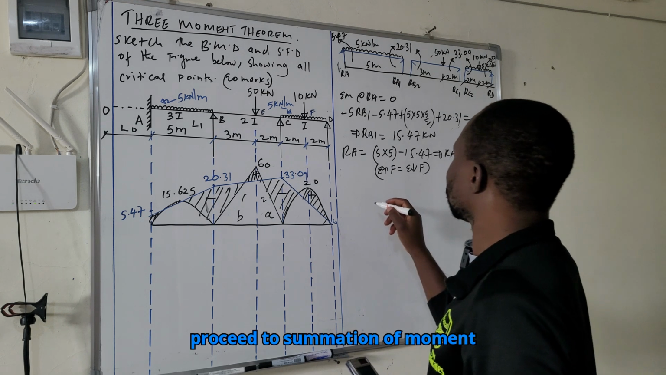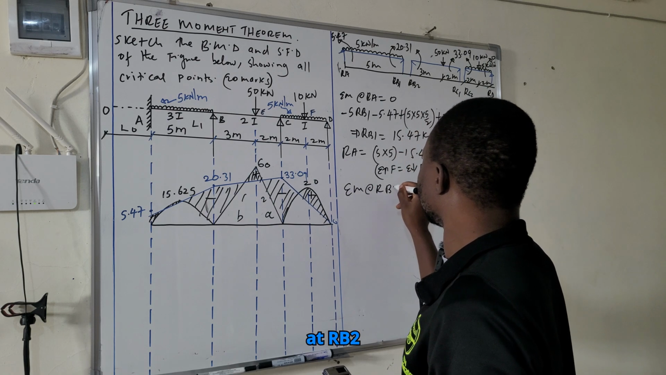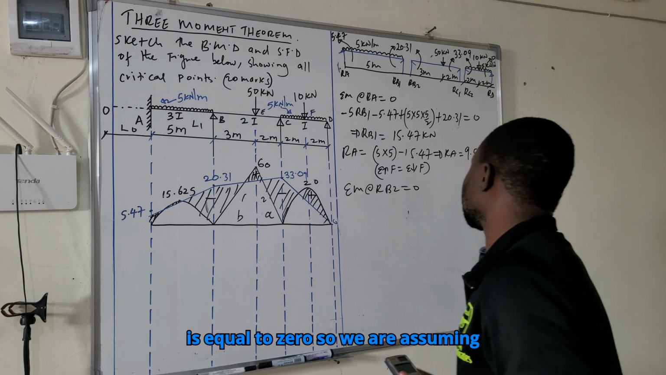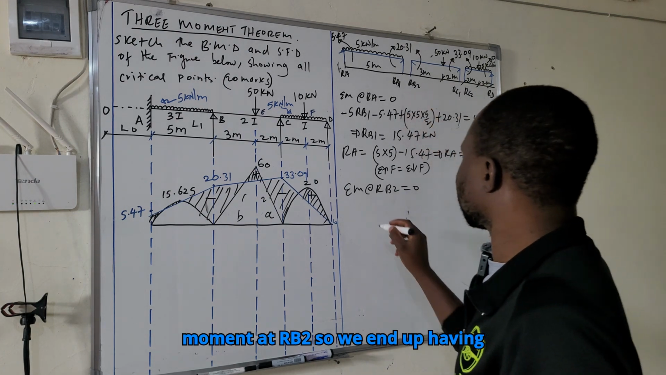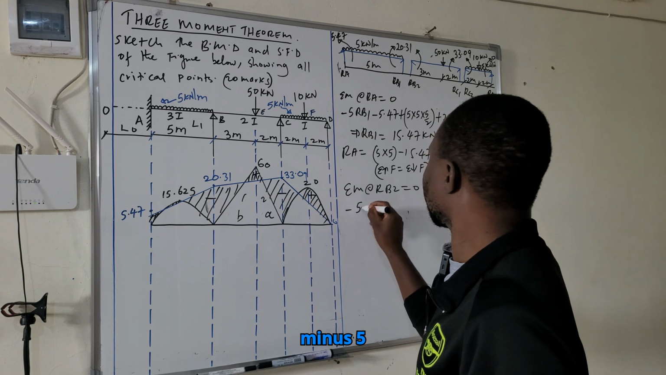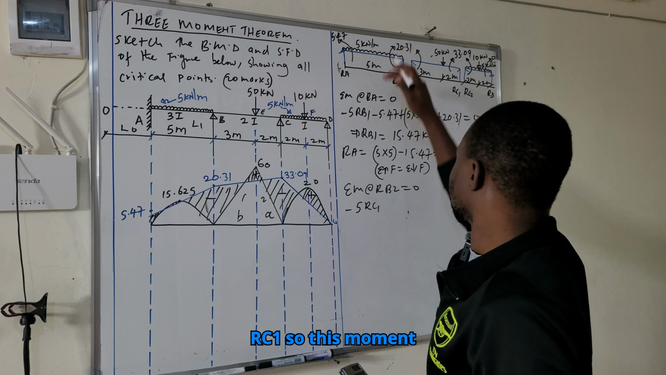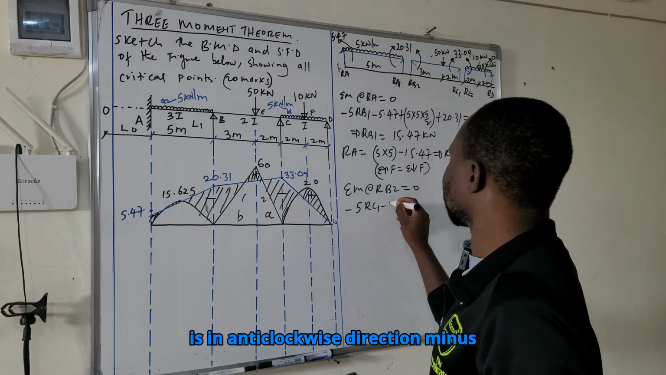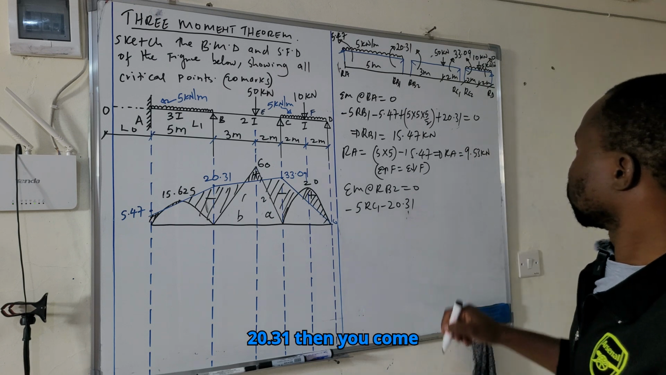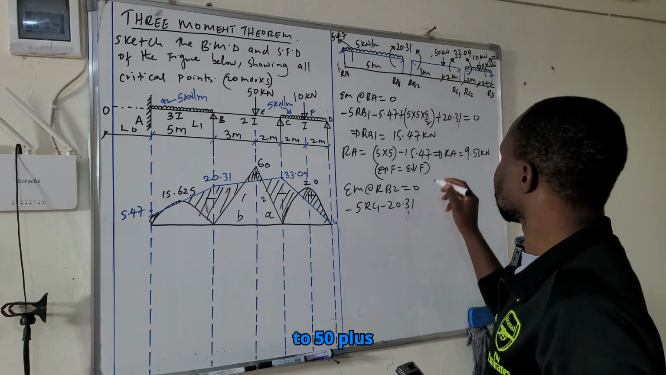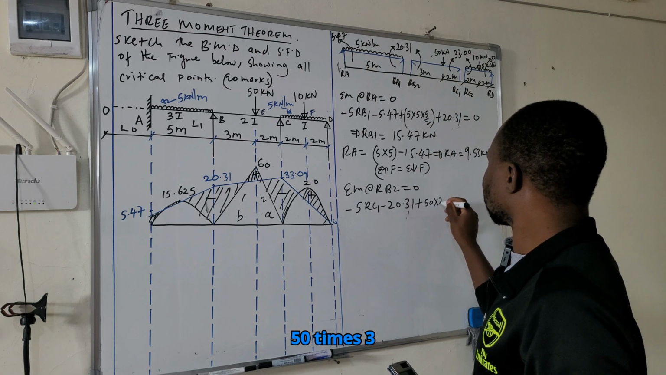We proceed to summation of moment at RB2 is equal to 0. So we are summing moment at RB2, so we'll end up having minus 5 RC1. So this moment is in anti-clockwise direction, minus 20.31. Then we come to 50 plus 50 times 3.